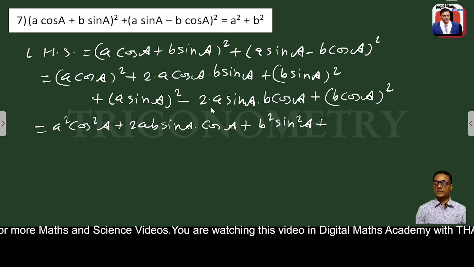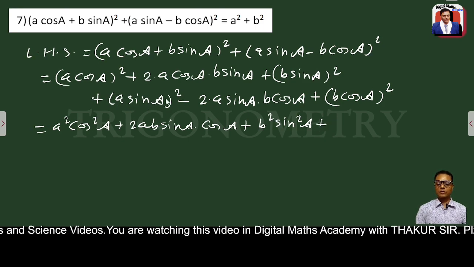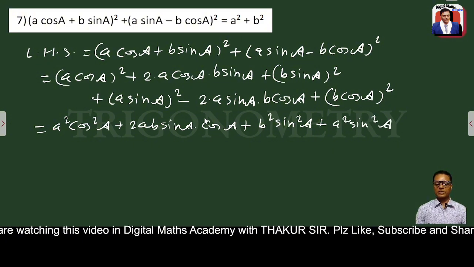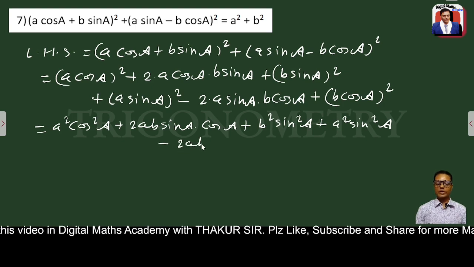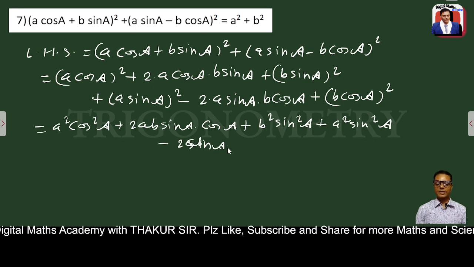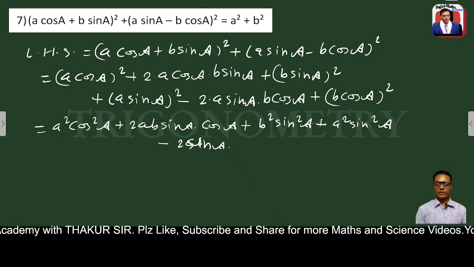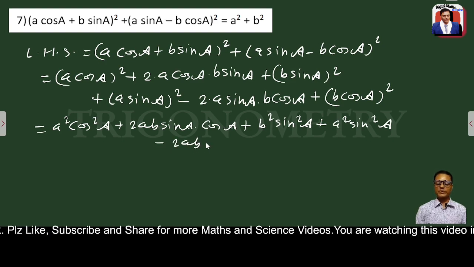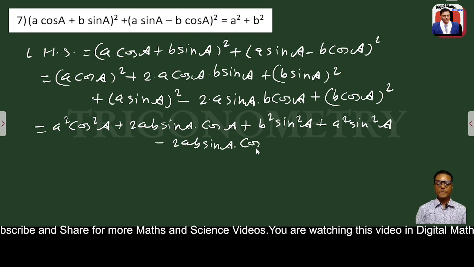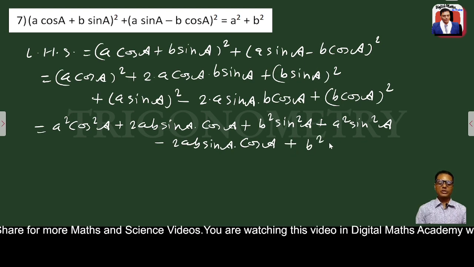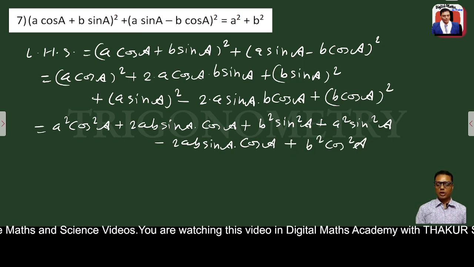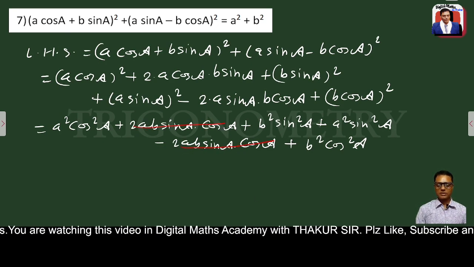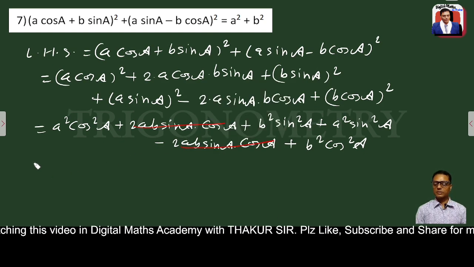Likewise for the other term, you can write a squared sin square a, and minus 2ab sin a dot cos a, right? And plus b squared cos square a. So now we can see 2ab sin a dot cos a, and here also 2ab sin a dot cos a, we can cut, and finally we can write what we have here.